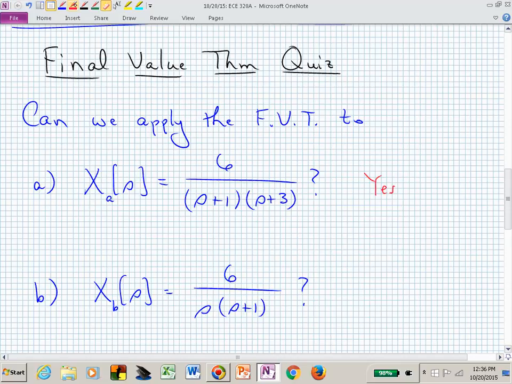How about the Laplace, or the final value theorem for b? Is it applicable, or can you apply the final value theorem to capital X sub b? Yes. Here you're looking again at s times x sub b. Those s's cancel. And now we look at what's left in the denominator, and we set that equal to 0 and find the values of s that cause that to equal 0. In this case, you only have one remaining pole, and it's in the left half plane. You can apply the final value theorem to b.